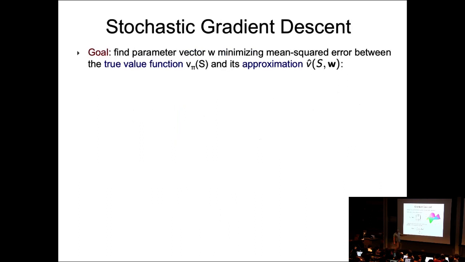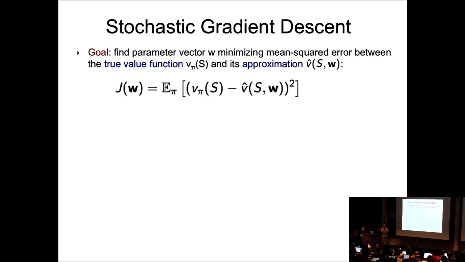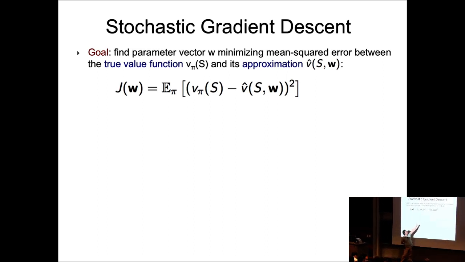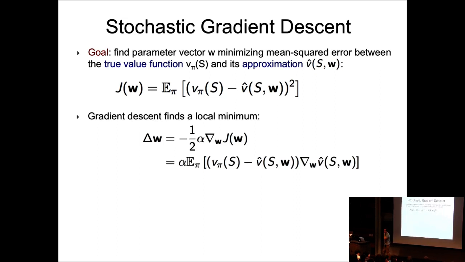And there's a hyperparameter that you have to choose. You have to choose the step size, okay. Now, within the stochastic gradient descent method, we're going to be trying to find parameters minimizing the mean squared error between the true value function and its approximation. So one way to set up the problem is we can say, well, if we know the true value function and we have its approximation, one thing we can do is just look at the mean squared error, right? We can look at the expectation under pi, this is our policy, of the true value function minus our approximation, okay?